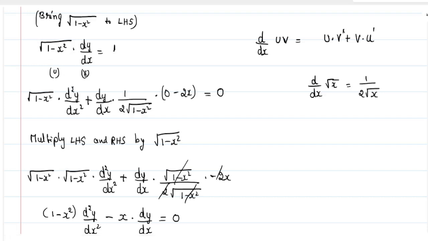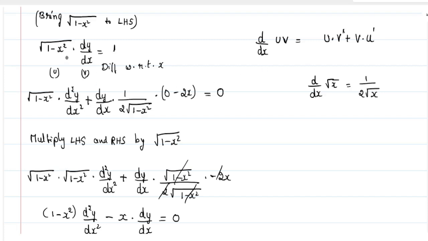Now we have to differentiate this equation again with respect to x. Upon differentiation, we have two functions here, that is root of 1 minus x square and dy by dx. So we have to use the UV rule to differentiate this. What is UV rule? D by dx of UV is equal to u into v dash plus v into u dash. Upon applying this formula here, we get u, that is root of 1 minus x square into differentiation of dy by dx, that is d square y by dx square plus v into u dash.